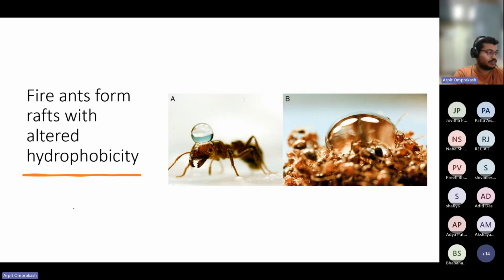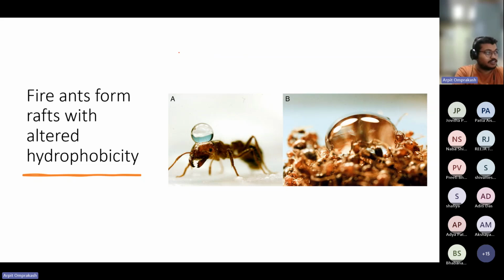So for example, let's say we have one ant. One of the characteristics of this raft that is different from the ants is hydrophobicity. Hydrophobicity is how much a surface is repelling water. Hydro means water and phobic means fear.